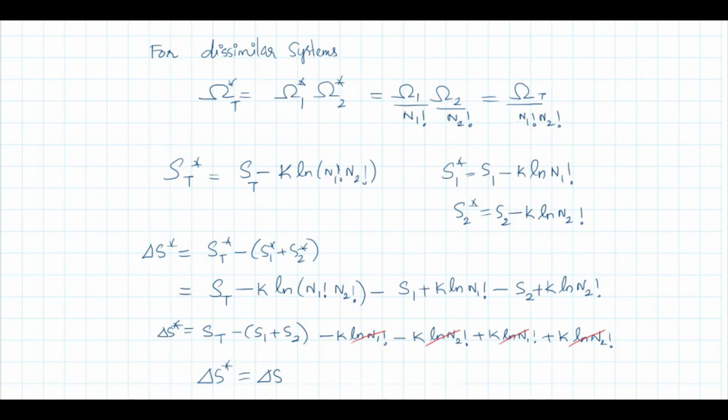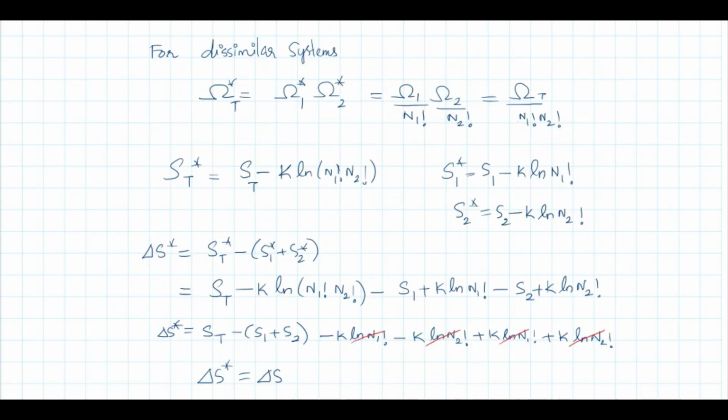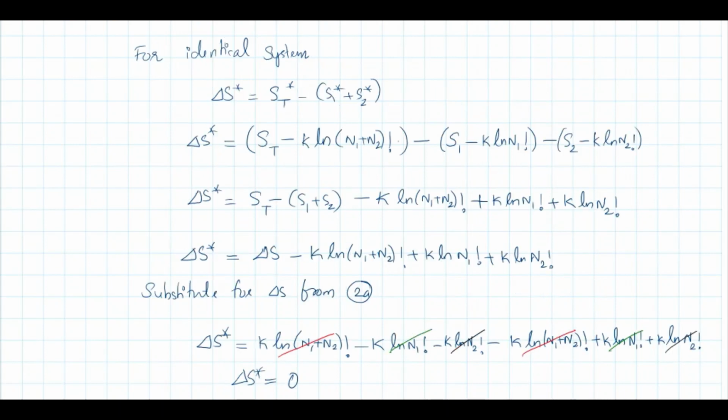And delta S, we already know, is greater than 0. So for dissimilar systems we will get the old expression, delta S is greater than 0 and delta S star is also greater than 0. For similar systems you will get delta S star equal to 0 for identical systems. So our problem is solved. Mixing of two dissimilar gases is an irreversible process and we will get a positive entropy change. Mixing of two similar gases is a reversible process and we will get entropy change as 0.